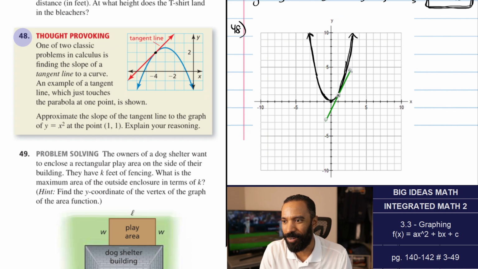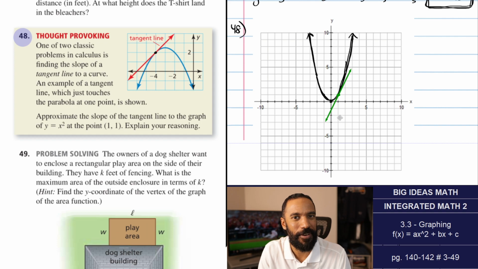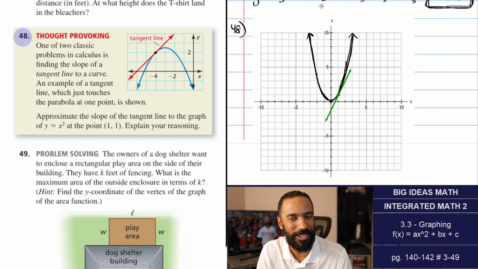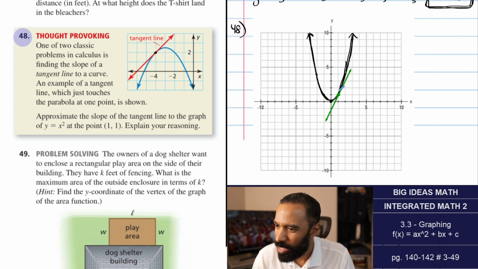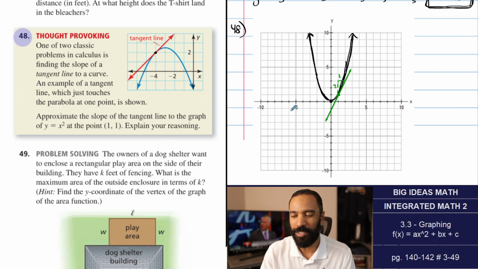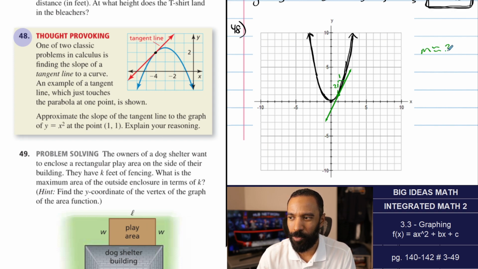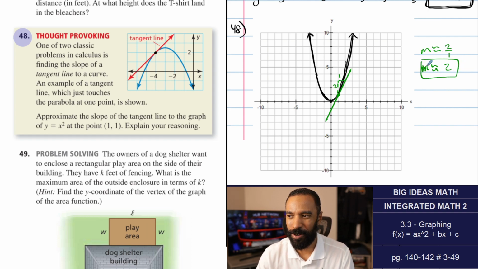Yeah, that's looking pretty good. As you can tell, I'm trying to get to the answer. That's a good tangent line right there, wouldn't you say? What's the slope of that tangent line right there? Looks like it's going a little up 2 over 1. Looks like that slope is about 2 over 1, which is about 2. Pretty good slope right there.